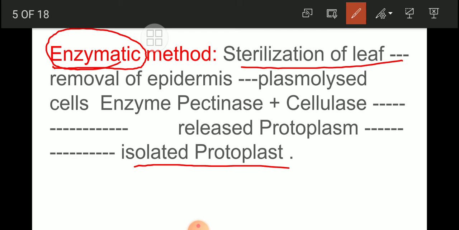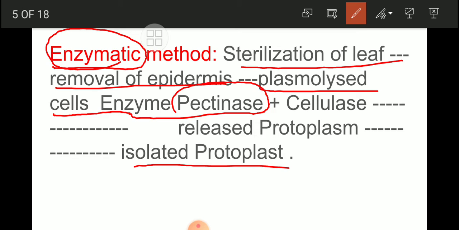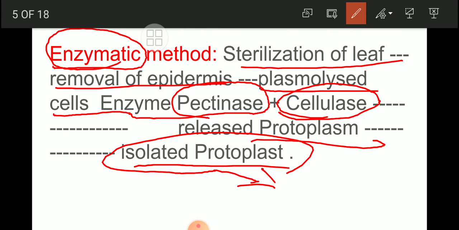Sterilization of a leaf, in the sense we have taken a live leaf from the plant. Now the epidermis is removed, then that is plasmolized, and the cells are treated with enzymes, that is pectinase and another, a mixture of enzymes, pectinase plus cellulase. Definitely pectinase is responsible for the dissolution of pectin, and cellulase acts as a dissolver of cellulose, isn't it? The contents of the cell wall are pectin and cellulose, these are the two major contents of the cell wall. If those are dissolved, definitely the cell wall can get dissolved from the cell, and the released protoplast is in our hand.